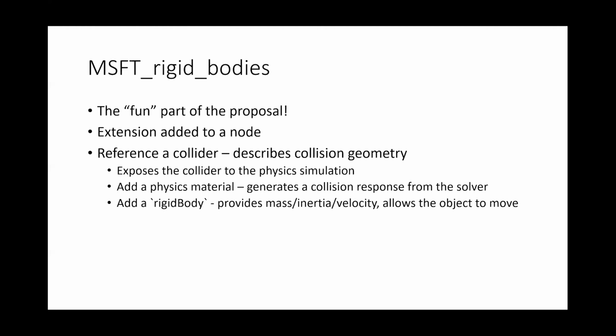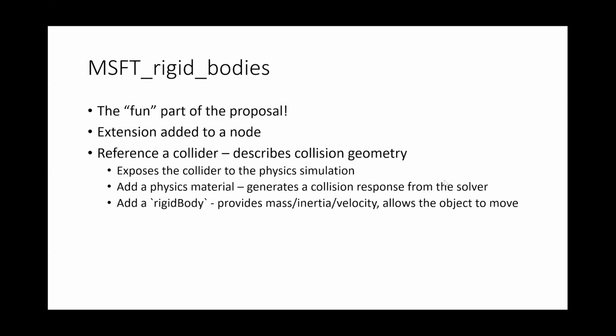MSFT rigid bodies is the fun part of the proposal. This is the thing that actually allows stuff to move. So it's an extension object that you add to a node. It references a collider, which describes the collision geometry, which tells the physics simulation what that object looks like in terms of how it should collide, rather.